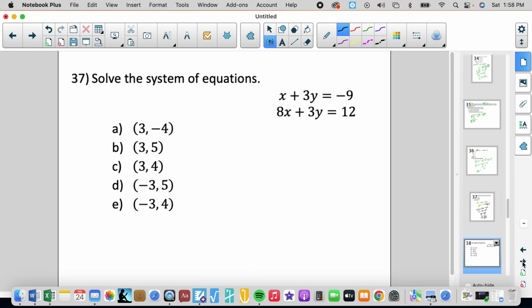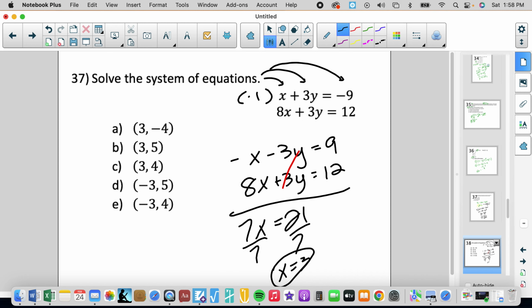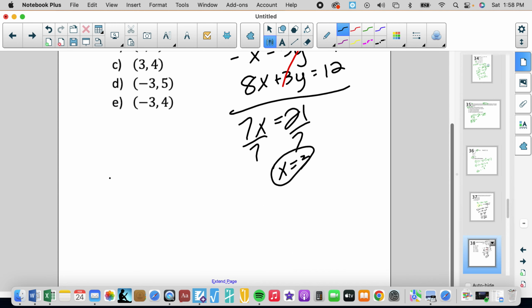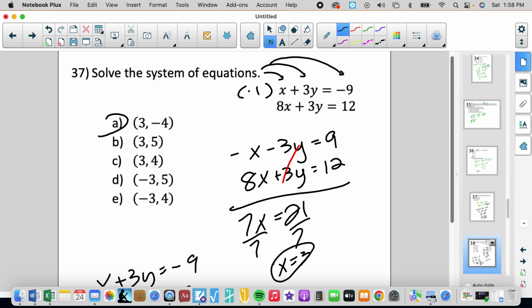Solve the system. I'm going to multiply the top by negative 1. So we get negative x minus 3y equals 9. Remember, we have to distribute it to everything to balance. And I'm just going to bring down that other equation. We're using elimination through addition. It cancels out my y's. I'm left with 7x equals 21, divided by 7. X equals 3. I have A, B, or C that it could be. So I'll plug it back into x plus 3y equals negative 9. So 3 plus 3y equals negative 9, minus 3, minus 3. 3y equals negative 12. Y equals negative 4. So the point is 3, negative 4. Oh, I almost circled E. That would be A.